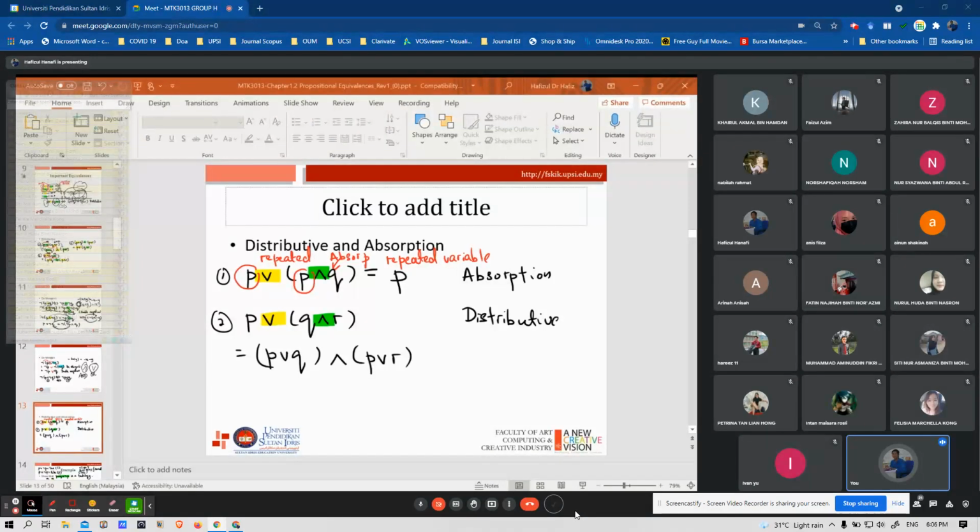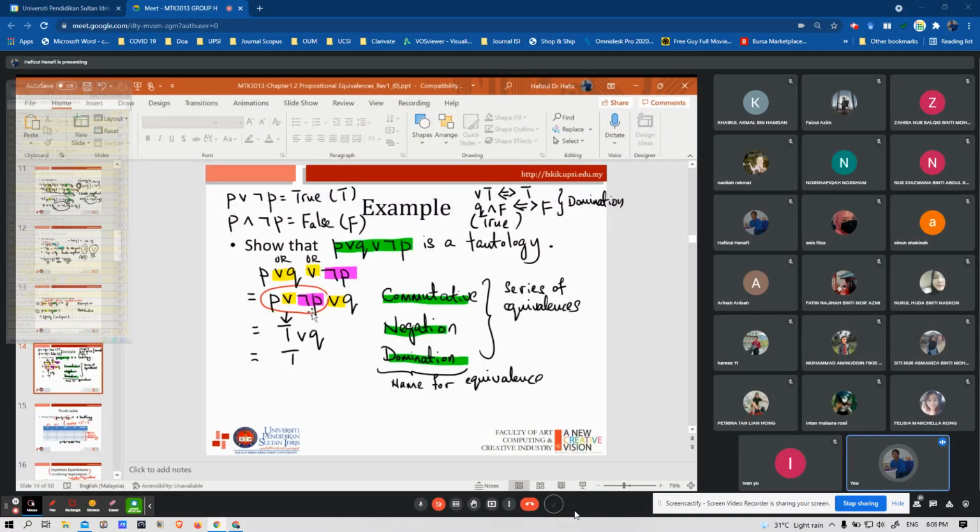And then for the distributive, when we mix two different operations, we have the inner operation and outer operation. P or Q and R, we have P or Q and P or R. Is it okay? Same goes here. We have domination. Here we can call it a tautology, and then we have commutative, negation, and domination. Names of equivalences.